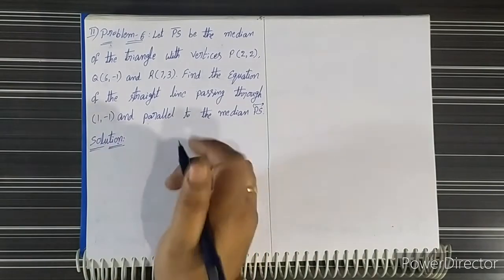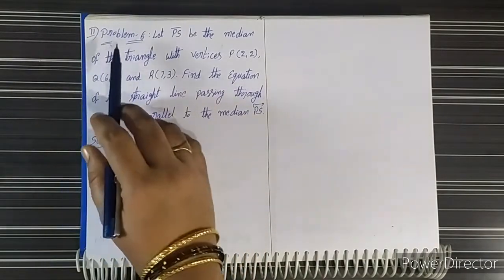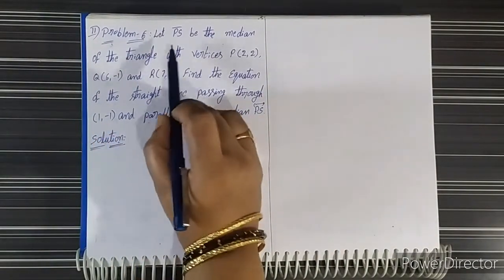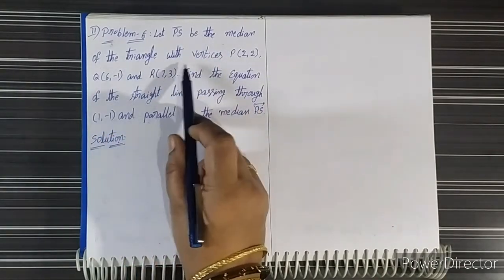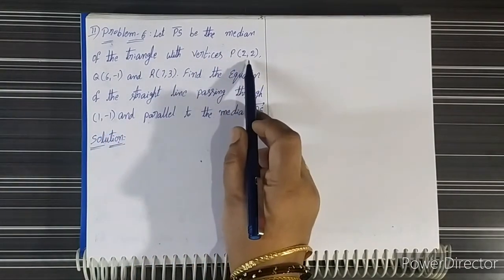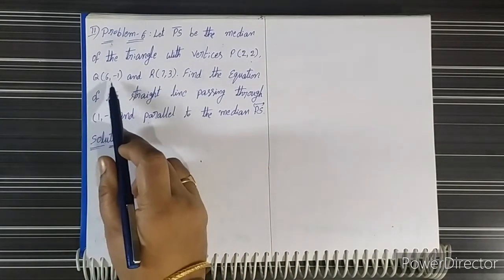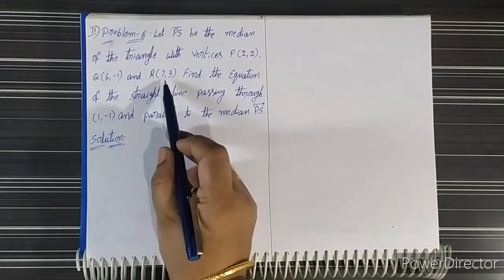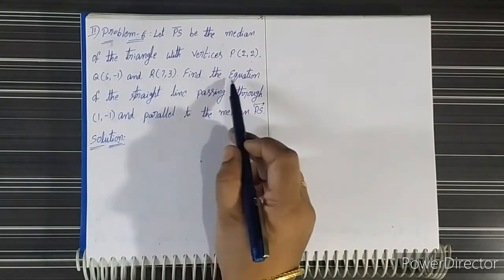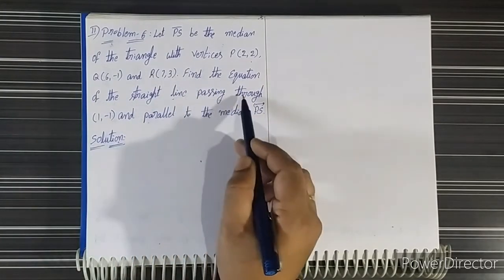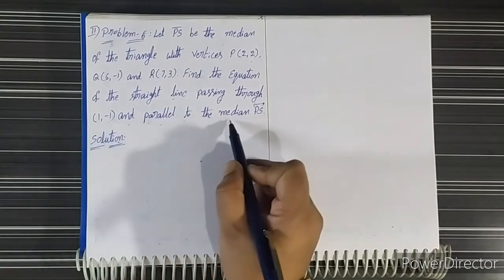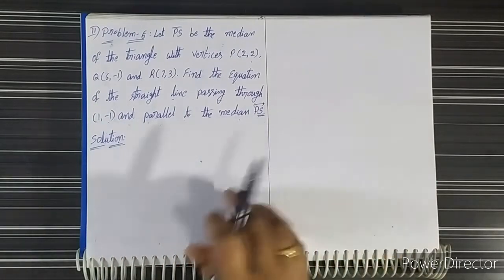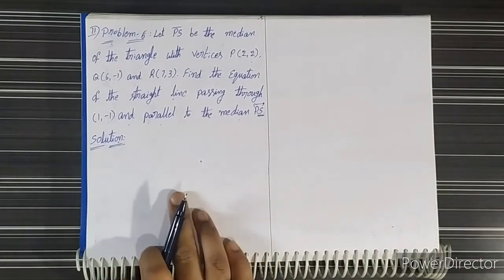We'll go to the next problem in the same section 2, problem number 6. The problem is: let PS be the median of the triangle with the vertices P(2, 2), Q(6, -1) and R(7, 3). Find the equation of the straight line passing through the point (1, -1) and parallel to the median PS. This is our given problem.